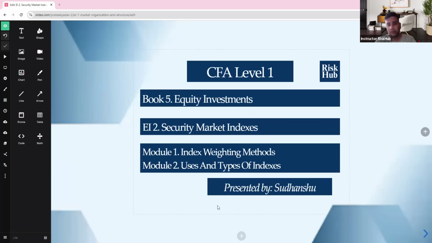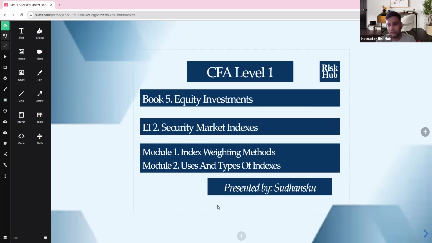If you think about equity investment, there is a big push towards passive investment. And if people have to do passive investment, people like to invest in security market indexes, right? So that's the whole idea. In this particular part, we try to understand one thing: how do we measure the market? You cannot invest, benchmark, or evaluate performance unless you have a reference point. And that reference point is called your index, right?